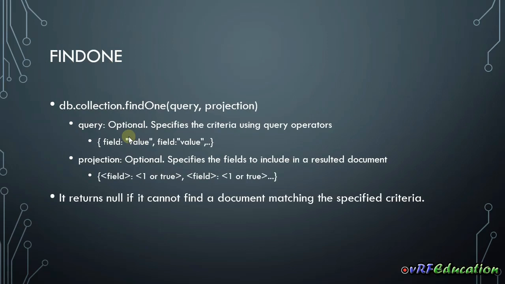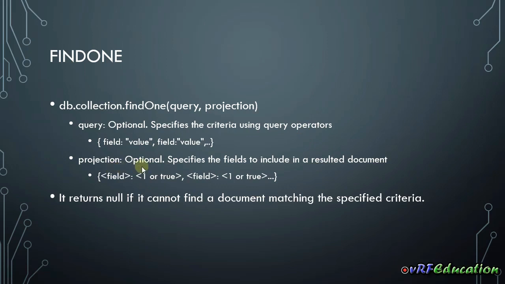This is the signature for findOne. We need to pass a query and a projection. Both of these parameters are optional. And again, db refers to the currently activated database in MongoDB, and the collection is the name of the collection that we are going to fetch data from. So for query, as it says here, it's optional and it specifies the criteria using query operators. There are a lot of operators inside MongoDB, and we can make use of them to create complex queries over collections.